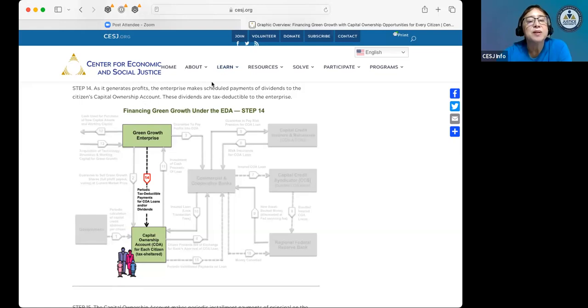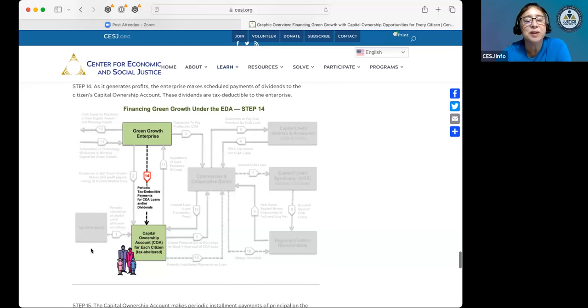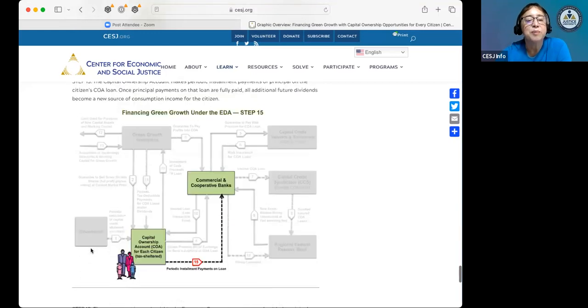The enterprise makes scheduled payments of dividends. So it has a certain amount that it's promising to repay each loan period. So it's paying out full dividends to the account based on the number of shares. And when it does that, the benefit to this corporation in paying out its dividends is it gets a tax deduction, which is a very nice thing for the corporation.